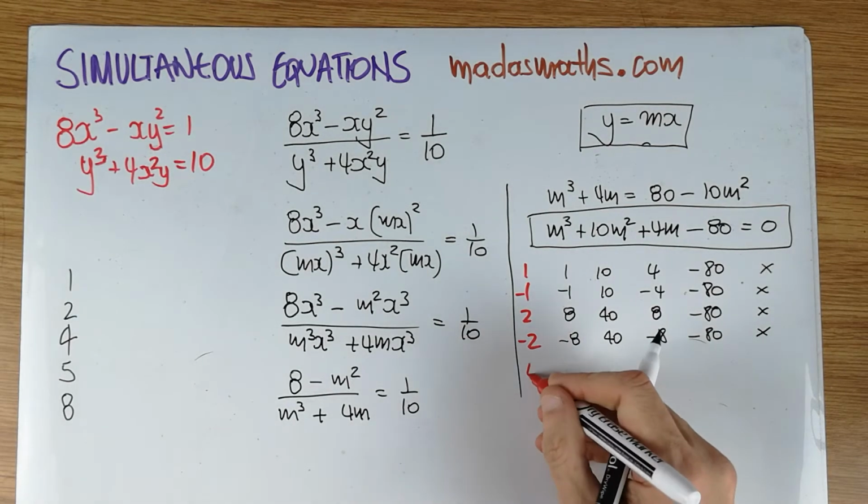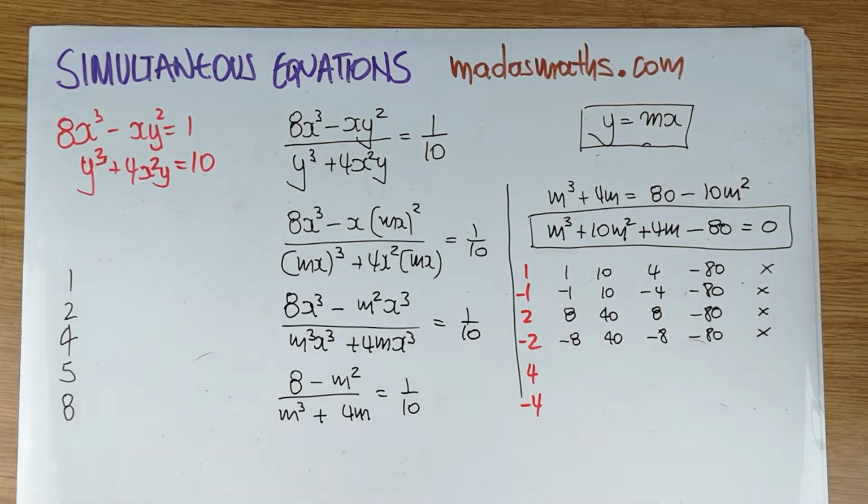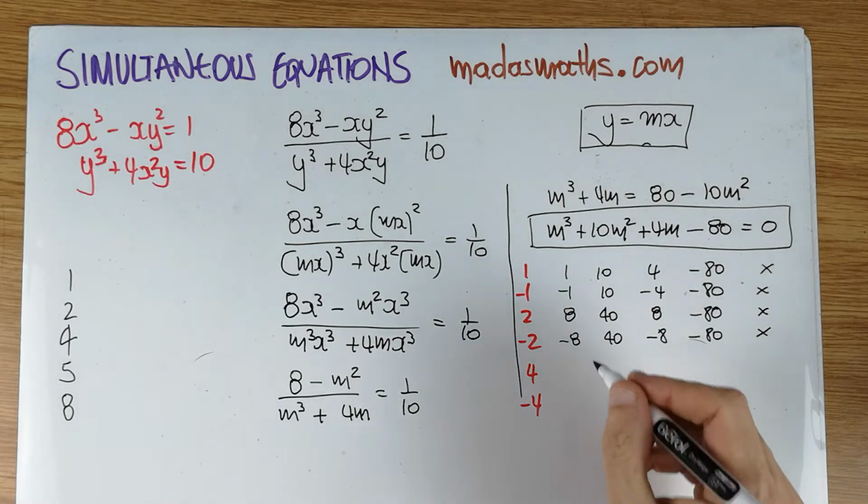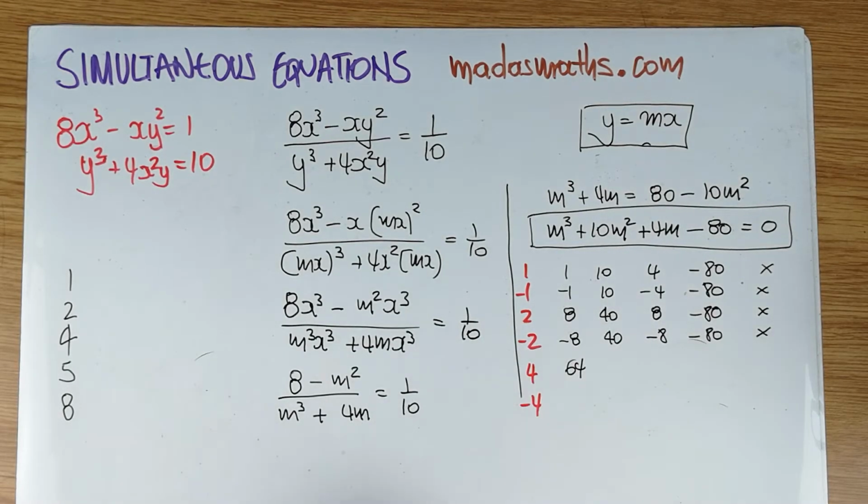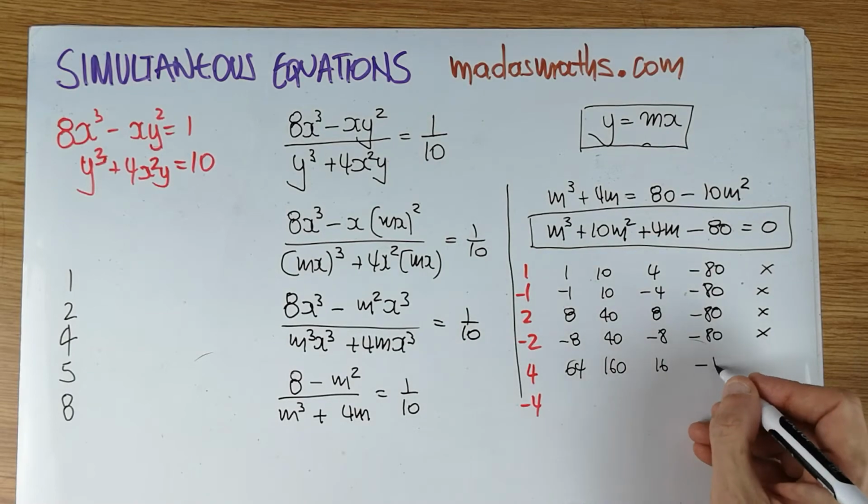Try the 4 and the minus 4. If it doesn't work with those, we'll cry. 4 cubed is 64. 4 squared is 16, times 10 is 160. Oh gosh, the numbers are getting very big. Plus 4 times 4 is 16, minus 80.